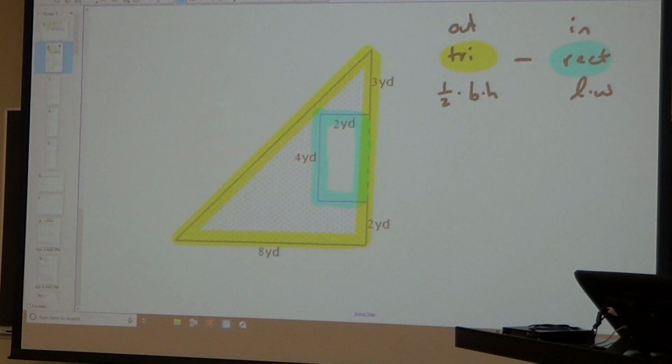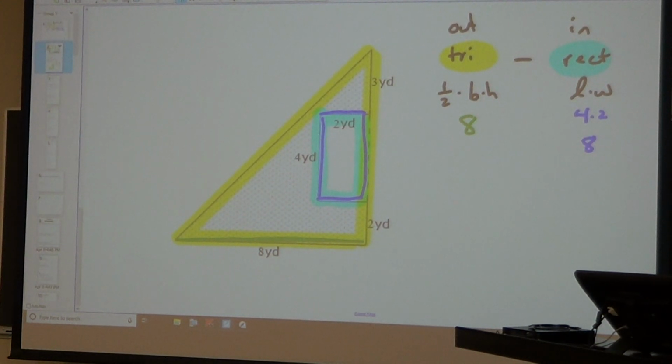Now, let's start with the rectangle, because that's the easiest. What is the length and the width of my rectangle? 4 and 2, which is 8. Now, the base of my triangle is 8. What is the height of my triangle?